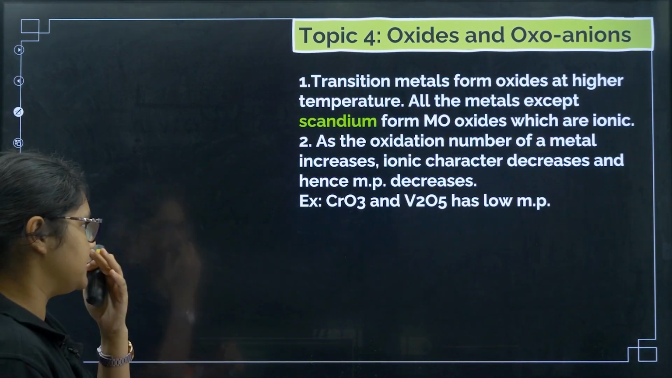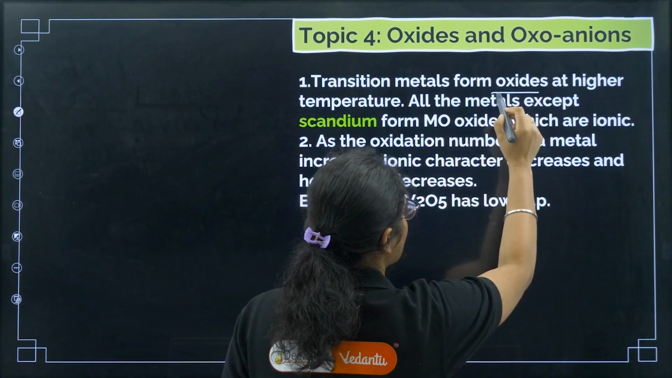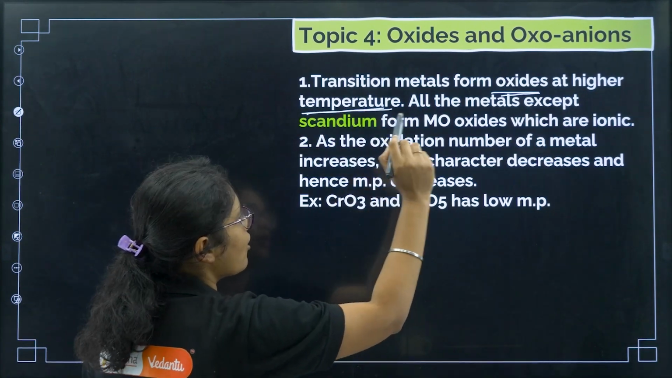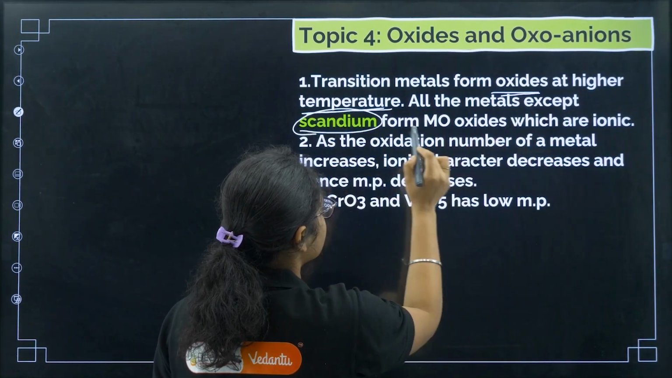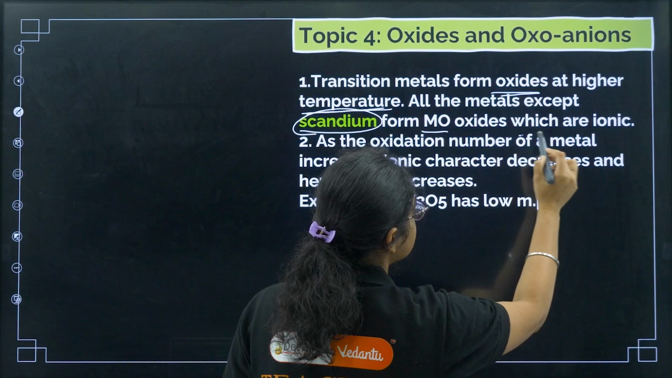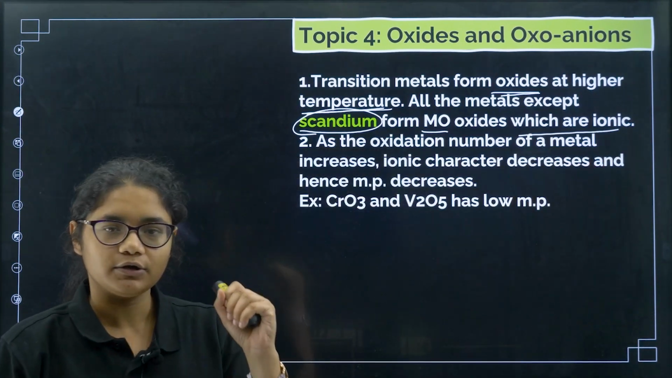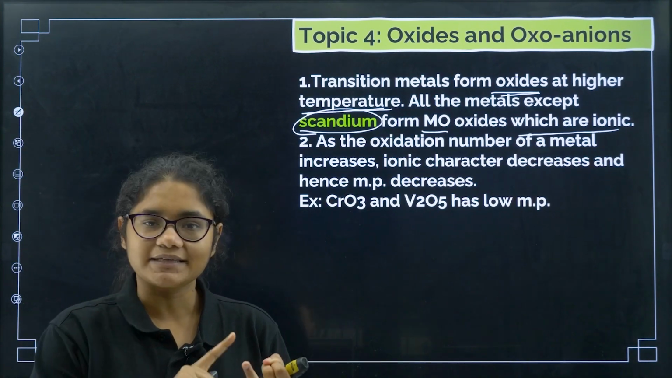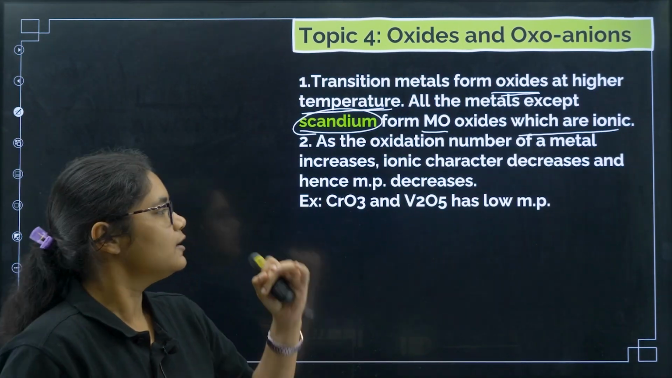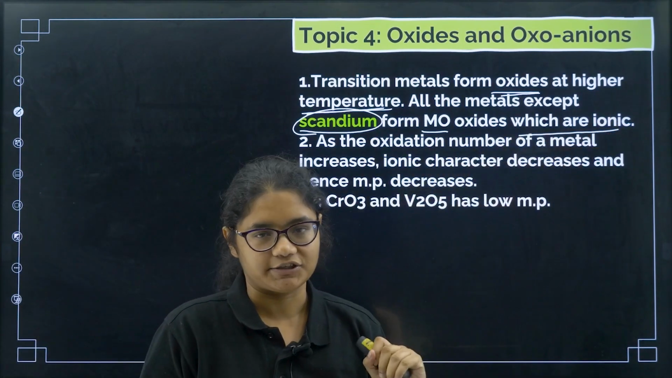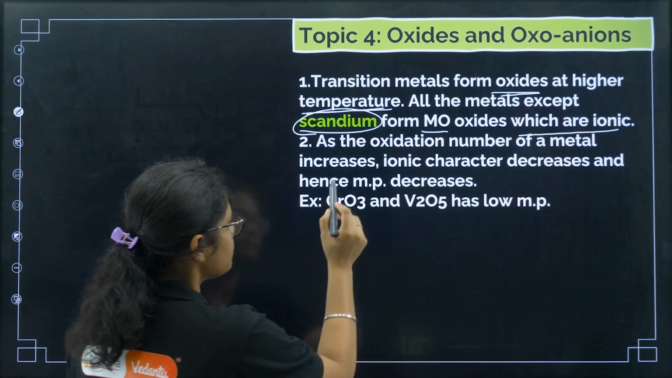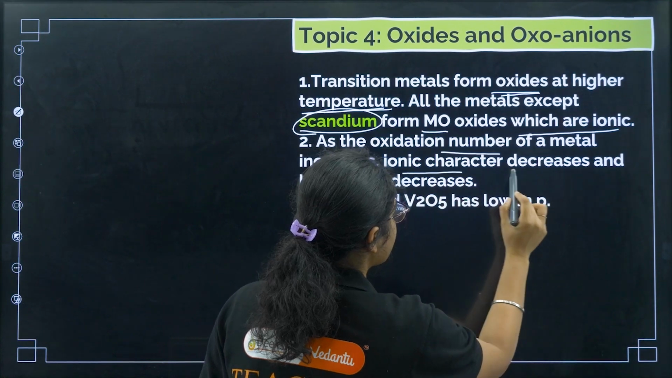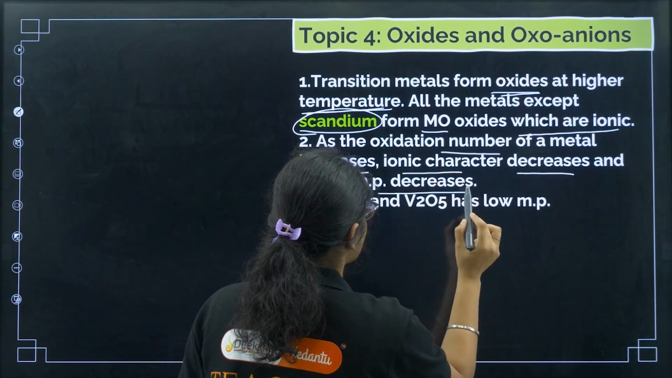So what is this? The transition metals form oxides, means they react with oxygen at higher temperature. Okay, now all the metals except scandium form MO, that is metallic oxides, which are ionic in nature. So here you need to note down 3 important points, that is oxides are formed at higher temperature, scandium doesn't form oxides, and the oxides are basically ionic in nature. Okay, now coming to the next point here. As the oxidation number of the metal increases, the ionic character decreases and hence the melting point decreases.